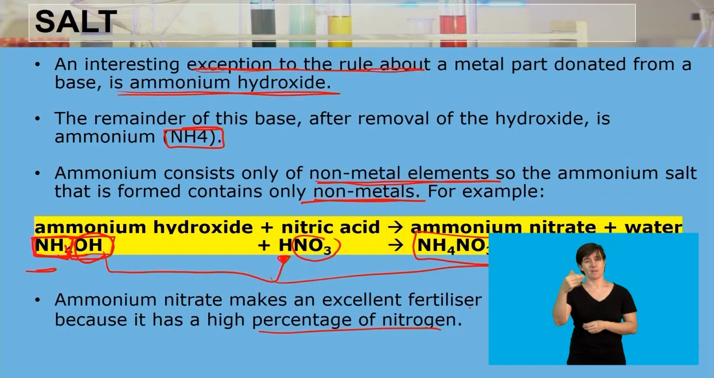So the exception to that particular case is that in the case of ammonium nitrate, we are not always going to get the metal part and the non-metal part from the acid and the base. In this case, we are getting non-metal and non-metal from both the acid and the base.